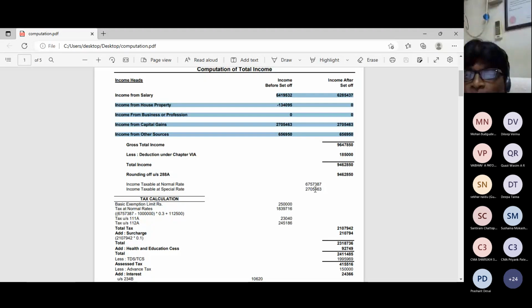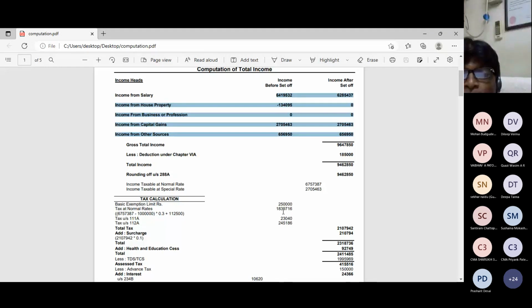So normal income is 67,57,387, and for special rate of capital gain income it is 27,05,463. So that way here you will find the tax calculations also. This type of computation we prepare while filing the return for the assessee. So this is quite an exhaustive and well prepared working return. So anytime if there is any query from the department, you can easily give the explanation to whatever queries they have raised.